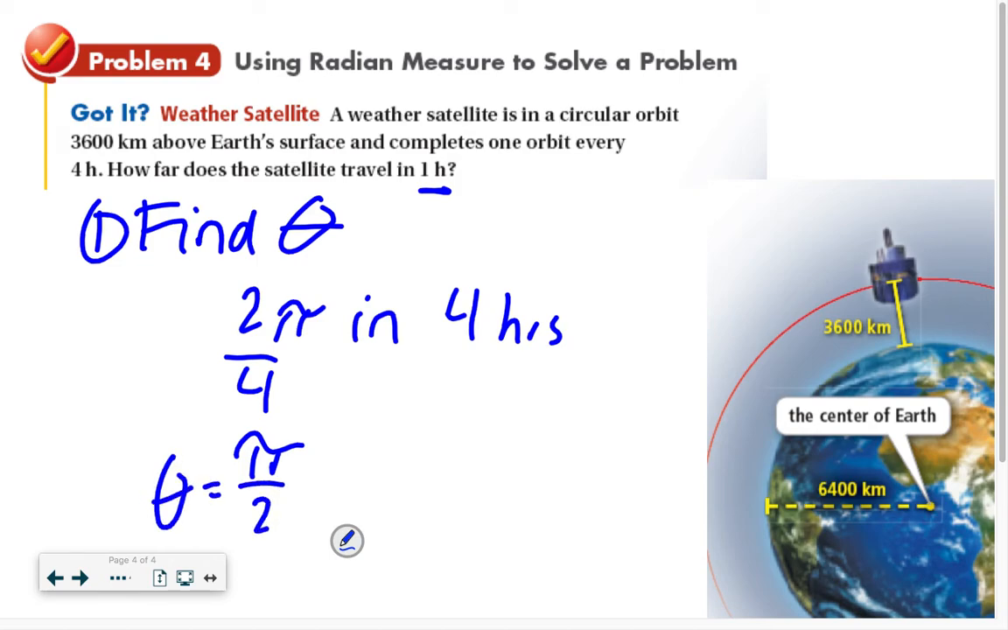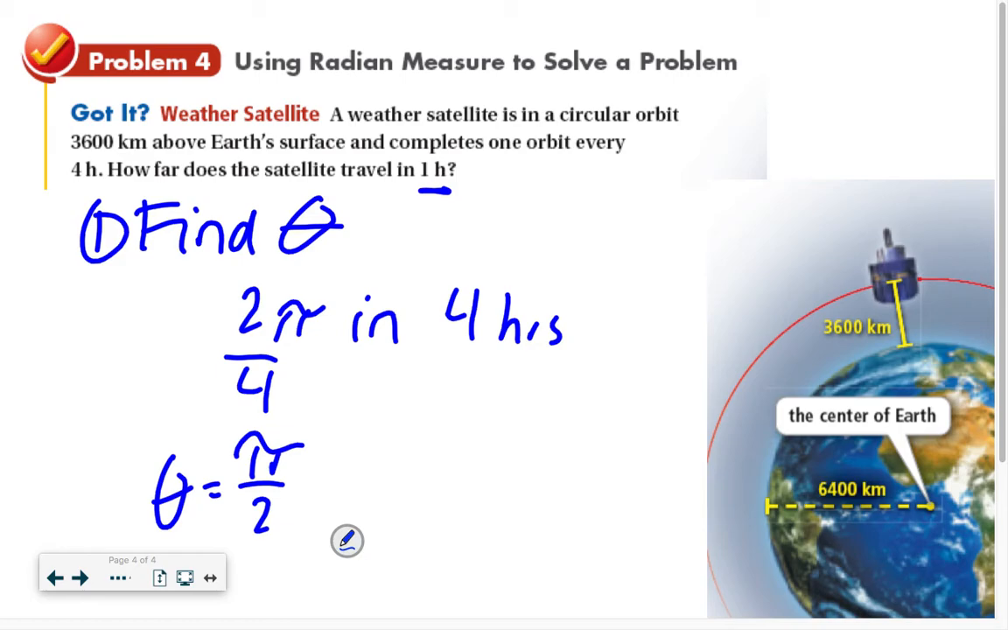So my angle is pi over 2. Thinking about it in our head, we're going 90 degrees, which makes sense, right? 90 degrees, there's 4 of them in 360. When you put it in your calculator, you put in 2 times pi divided by 4. Or you could just take 2 divided by 4, which is half. We kind of want to leave pi for now.